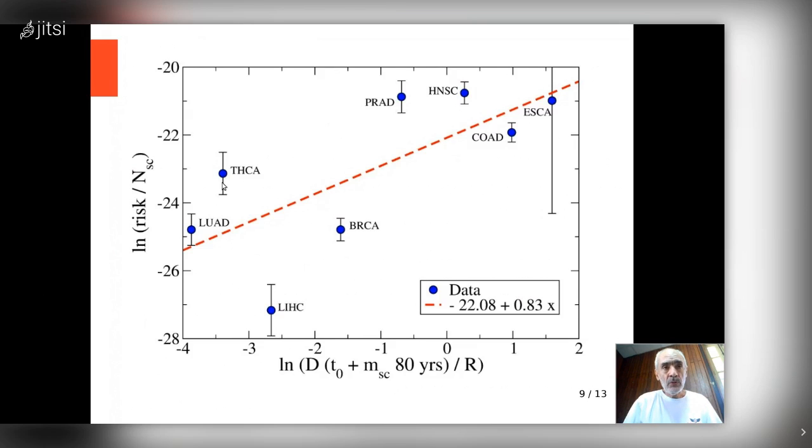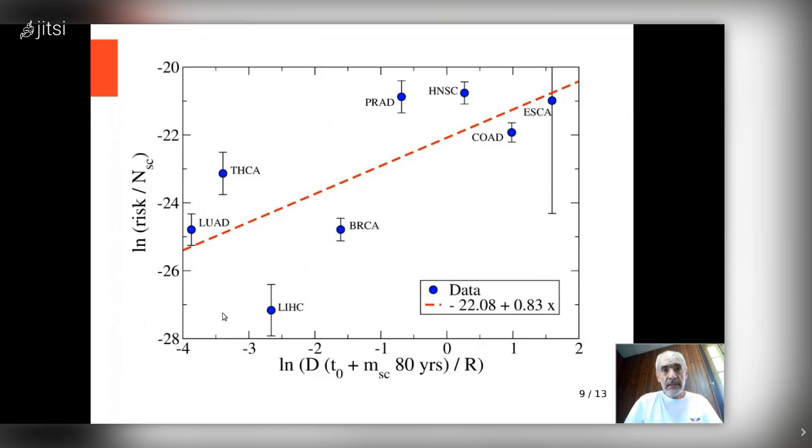We also draw the estimated dispersion of the risk, that is, the estimated mean standard deviation. And as you see, even when considering the standard deviation, most of them are far from the prediction, from this line, which is the fit.